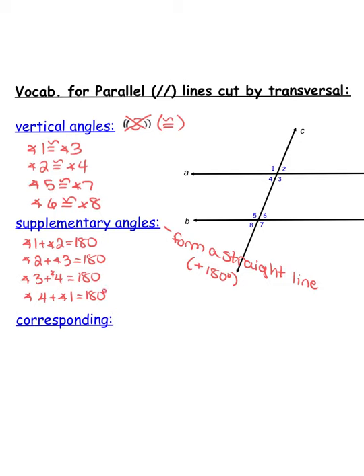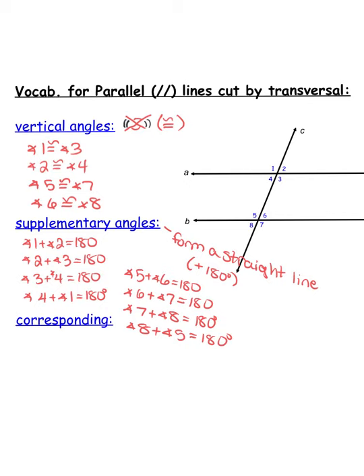If we look at the second grouping of angles at the bottom part of the picture, we can say angle 5 plus angle 6 equal 180. Angle 6 plus angle 7 equal 180. Angle 7 plus angle 8 equal 180. And angle 8 plus angle 5 equal 180 degrees. So anytime you have those two angles, any of that grouping, they are going to add to 180 degrees.